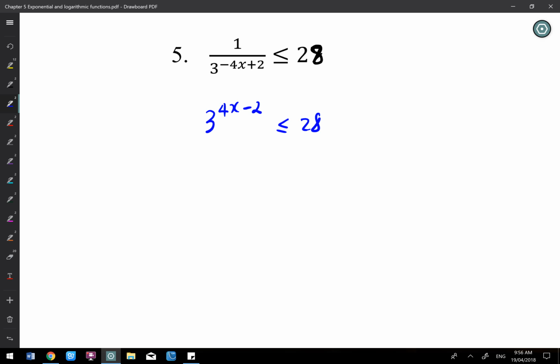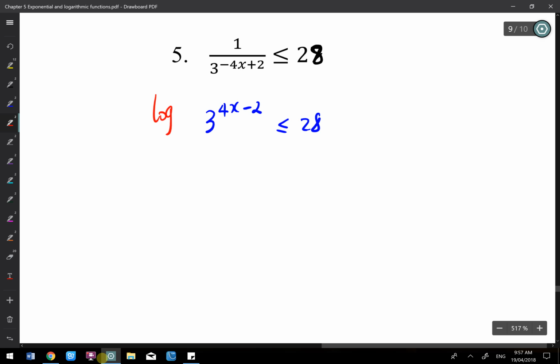Now after this step I will log both sides. Log base a on both sides. But what number should I choose? We should choose it really cleverly. Well, I can use any base, log base 10, log base e. It's all good, you will have the answer in the end. But I will log base 3 on both sides.